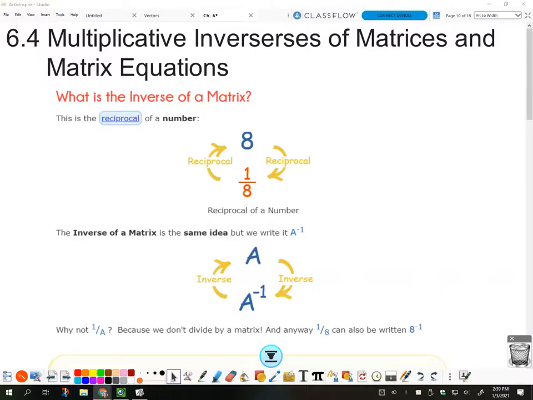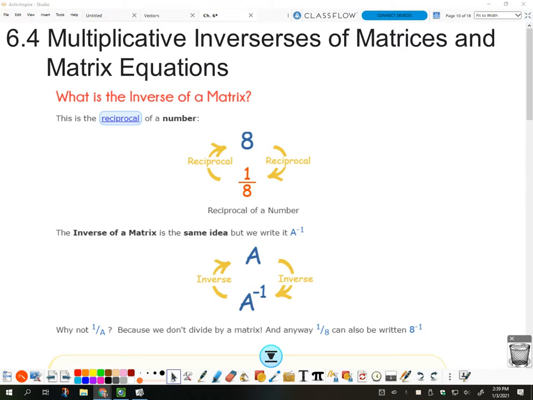Okay, so 6-4 is on multiplicative inverses of matrices and matrix equations. Inverses of matrices are how we divide matrices, because you can't actually divide matrices. First of all, the multiplicative inverse of a number is its reciprocal, because when you multiply something like 8 and 1/8 together, you get 1. The multiplicative inverse of a matrix is its inverse matrix.